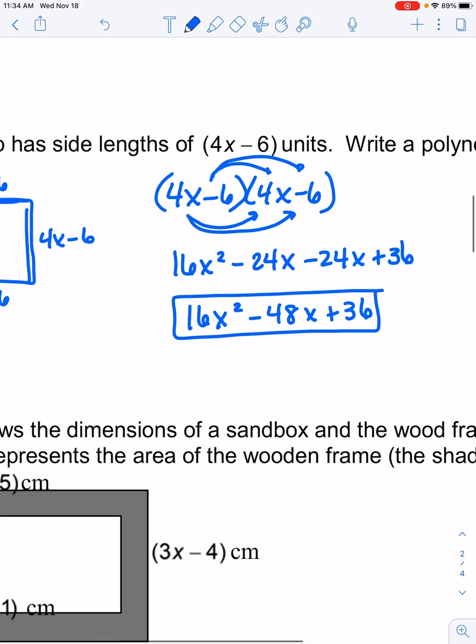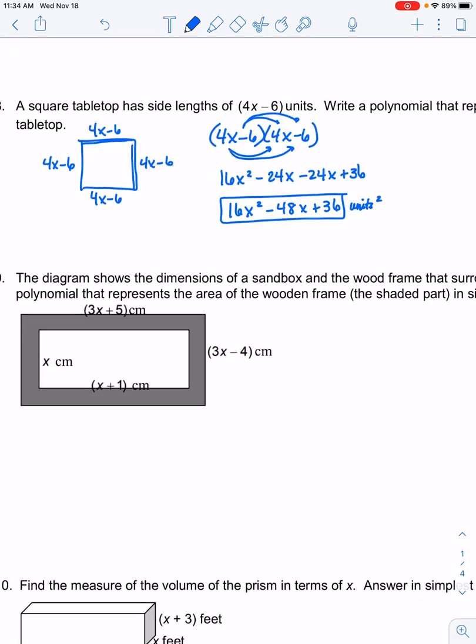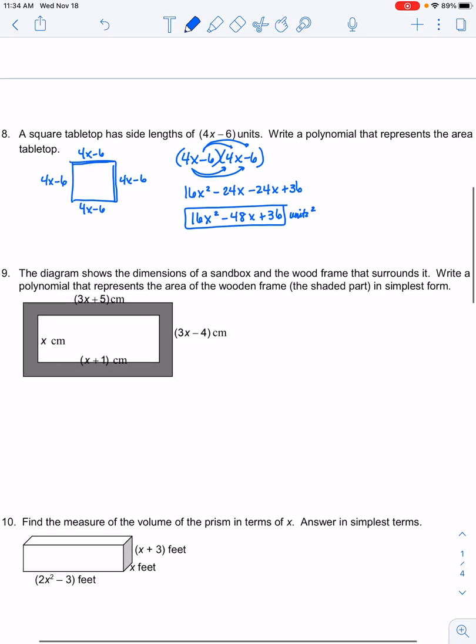Okay, and I guess you could say units squared because it's area. Okay, number 9, the diagram shows the dimensions of a sandbox and the wood frame that surrounds it. Write a polynomial that represents the area of the wooden frame, the shaded part, in simplest form.